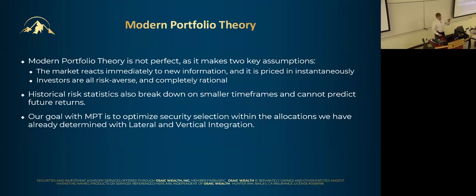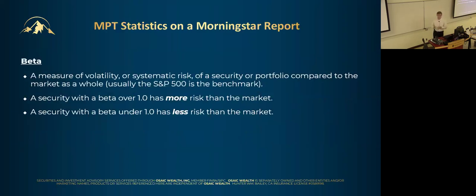So let's get started with a couple statistics that you would see on something like a Morningstar report. The first one is called beta. Beta is a measure of volatility or systematic risk. Remember, that's just the market risk. That's things moving up and down on a regular basis. When the market moves up and down, that's market risk of a security or portfolio compared to the market as a whole. Usually the S&P 500 will be that benchmark.